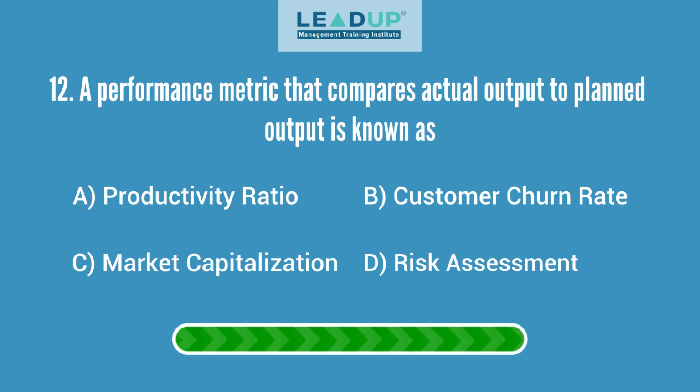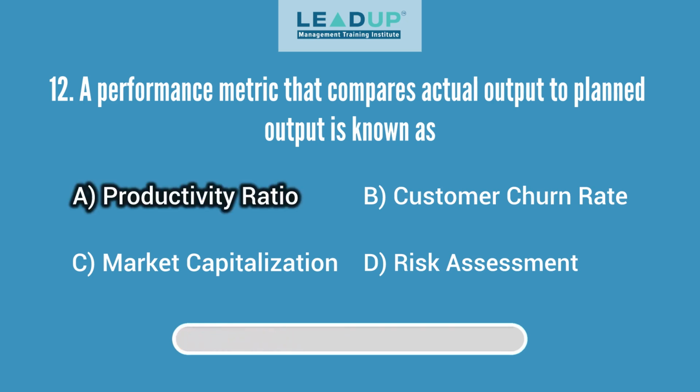Question 12. A performance metric that compares actual output to planned output is known as A. Productivity ratio, B. Customer churn rate, C. Market capitalization, and D. Risk assessment. The answer is productivity ratio.